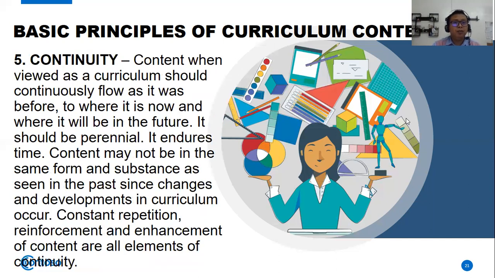Fifth, continuity. Content when viewed as a curriculum should continuously flow, as it was before, to where it is now, and where it will be in the future. It should be perennial. It endures time. Content may not be in the same form and substance as seen in the past since changes and developments in curriculum occur. Constant repetition, reinforcement, and enhancement of content are all elements of continuity.